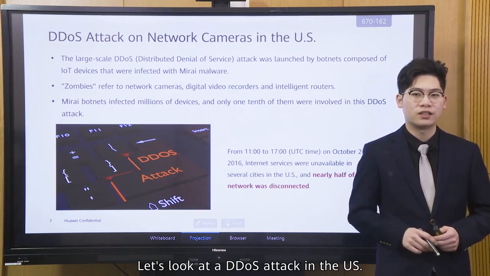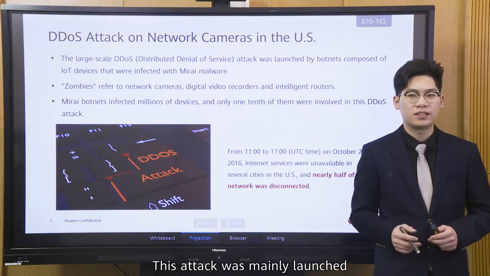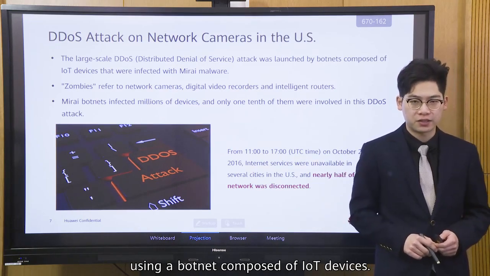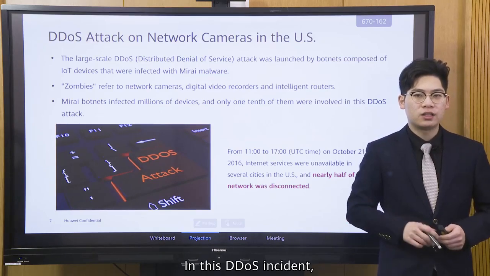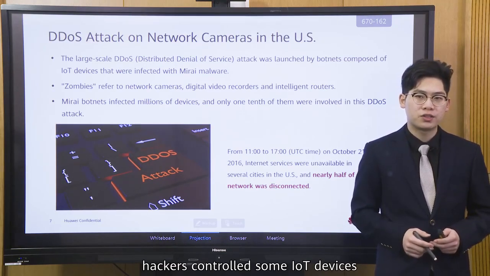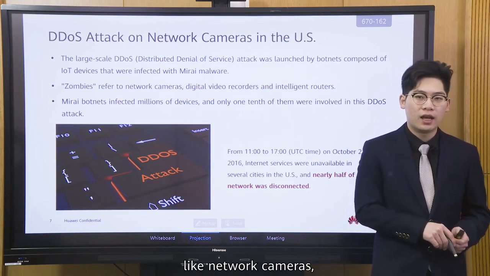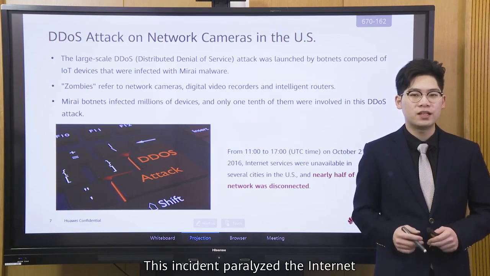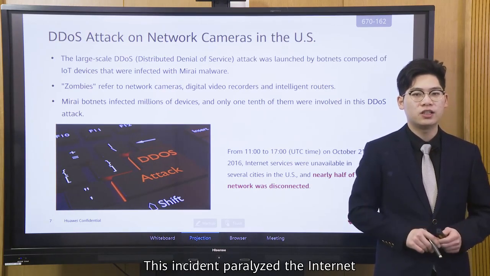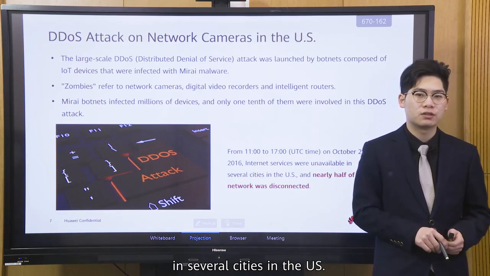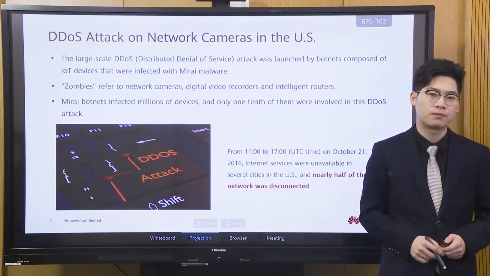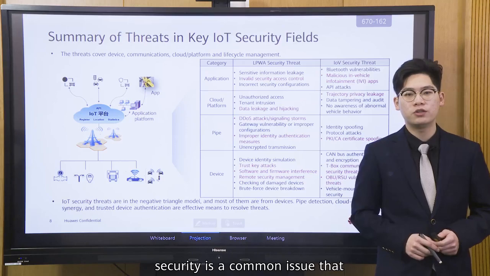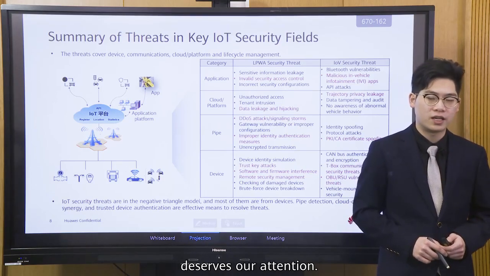Let's look at the DDoS attack in the US. This attack was mainly launched using a botnet composed of IoT devices. In this DDoS incident, hackers controlled some IoT devices like network cameras, video recorders, and routers. This incident paralyzed the internet and caused network outages in several cities in the US. As you can see, in the IoT field, security is a common issue that deserves our attention.